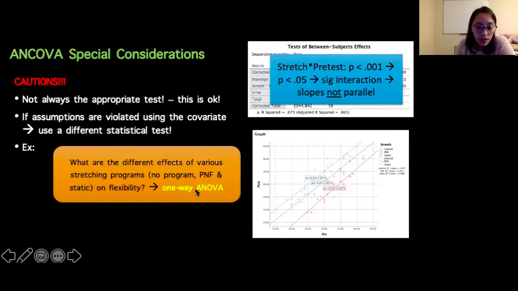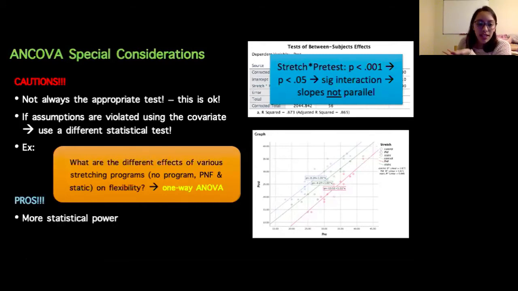We could also do a two-way ANOVA if we wanted to, and say that one variable is, in this case, it would be a mixed factor, right? Because we could say one variable is our stretching program. That's a between subject factor. But we could also have the pre-test and post-test factor, which would be a within subject factor. Right? So the ANCOVA is not always the end result. And I think that's okay.